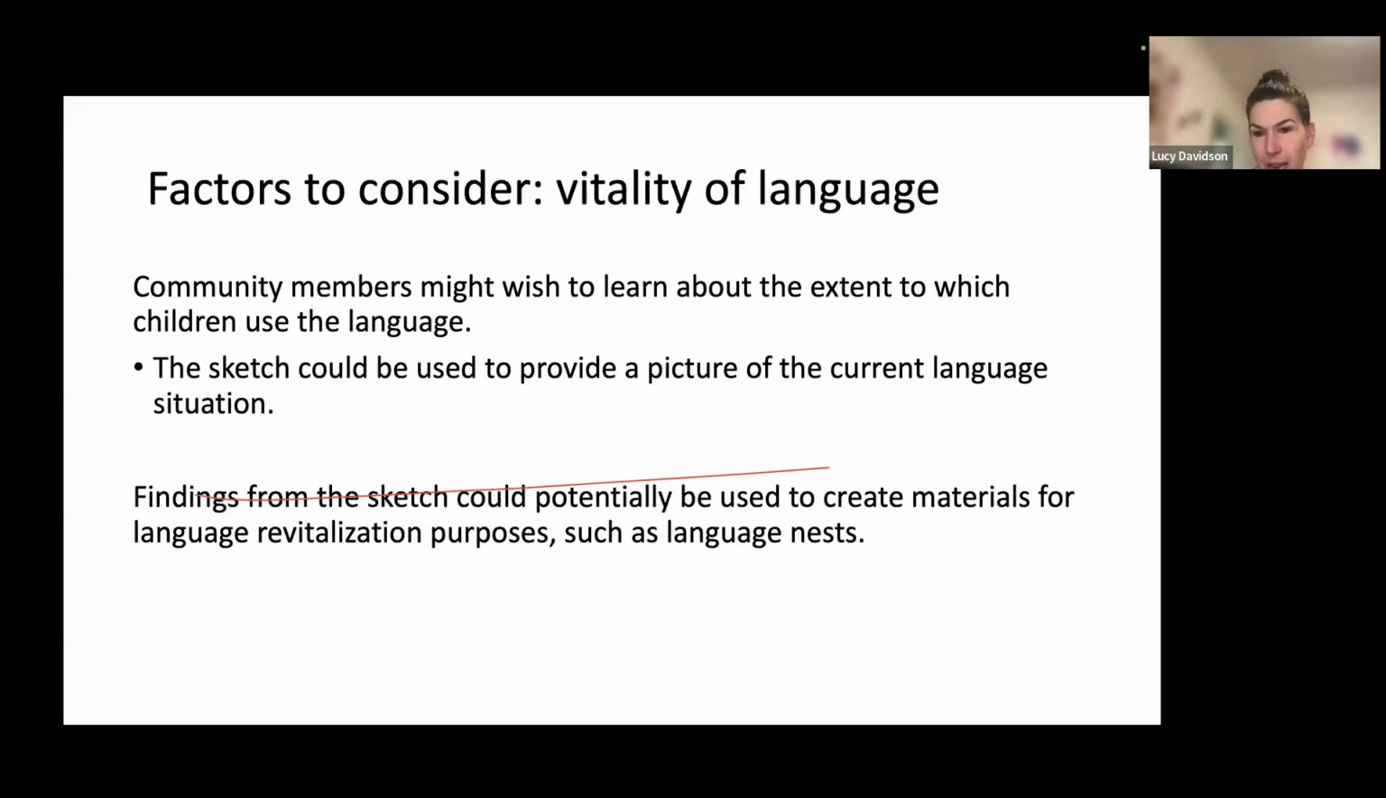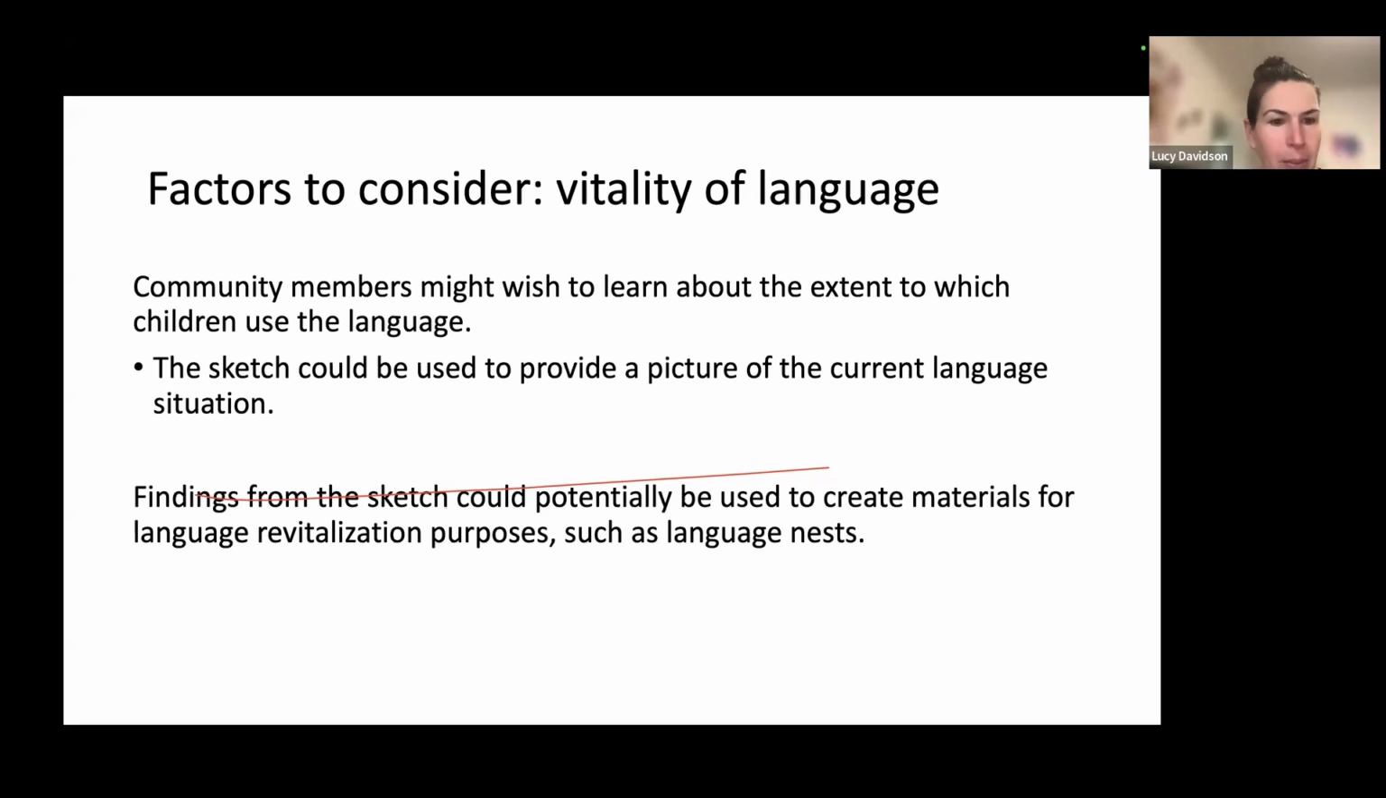And findings from the sketch could potentially be used to create materials for language revitalization purposes. For example, language nests. If you're interested in knowing more about language nests, there are some great references about language nests with Māori children and Hawaiian. They are in the manual, sorry, I don't have the references here.